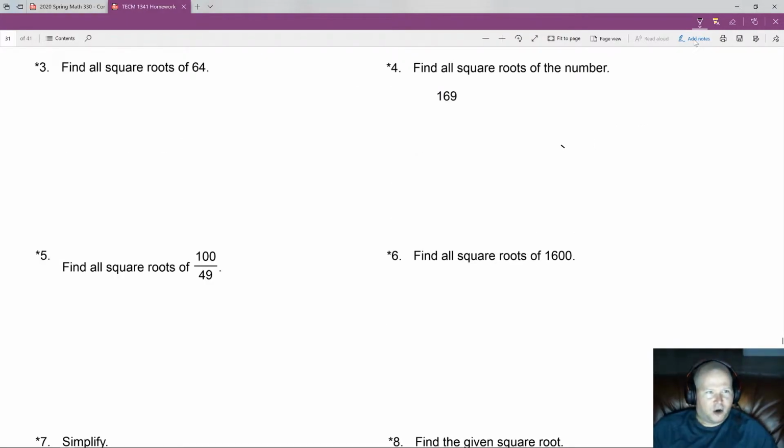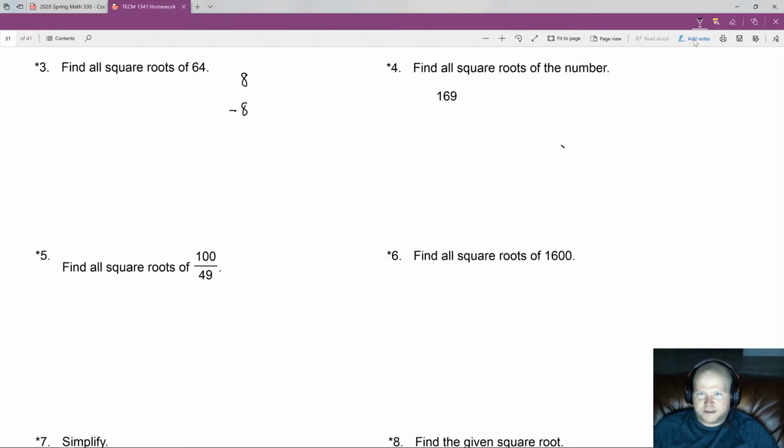So next we want to find all square roots of 64. Same kind of question. What times what is equal to 64? Well, 8. But it's not just asking about square root of 64, it's asking for all, so we have to include negative 8, right? Because 8 times 8 is 64.